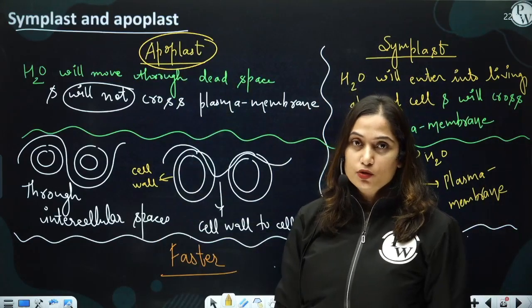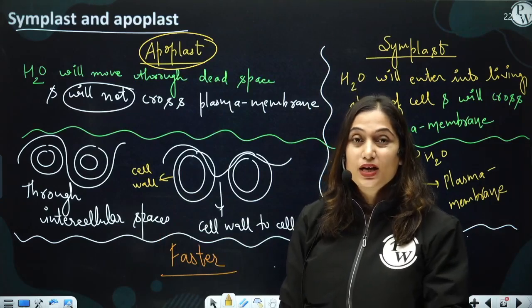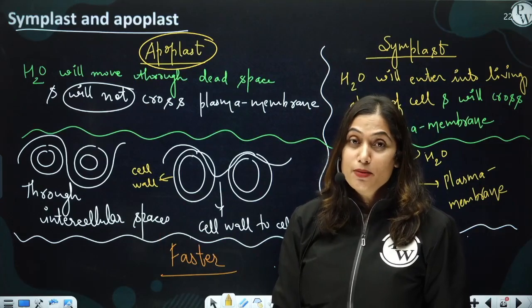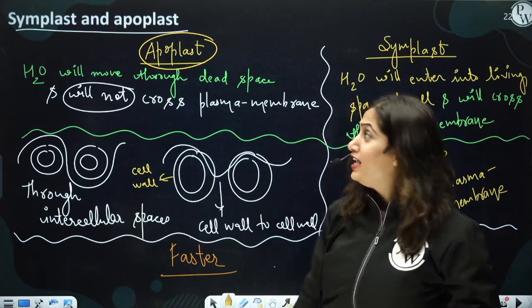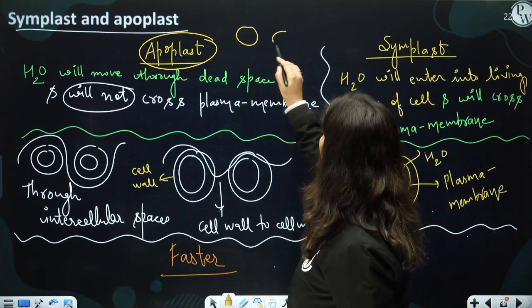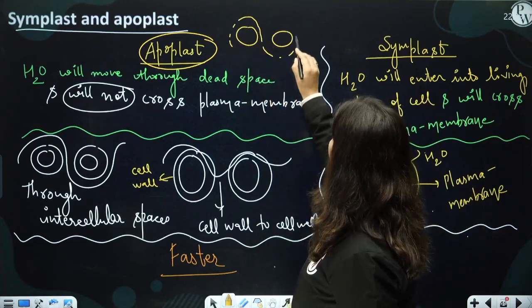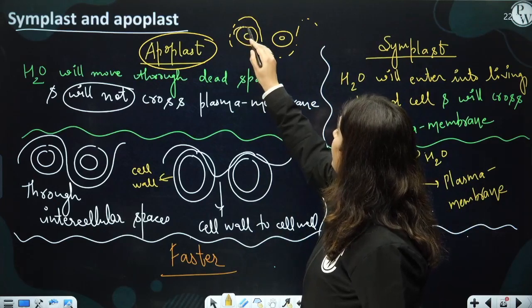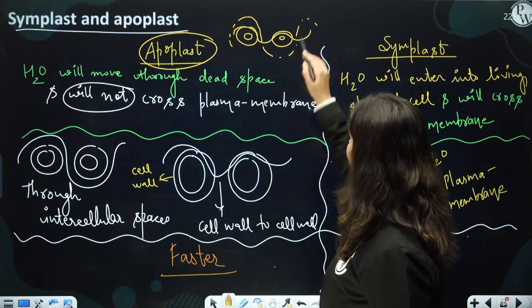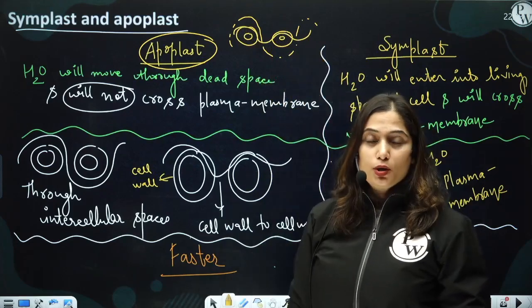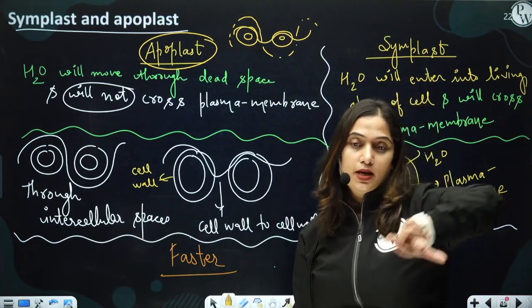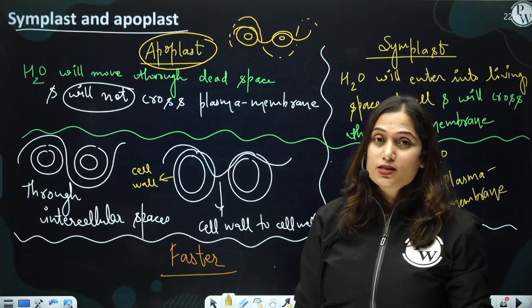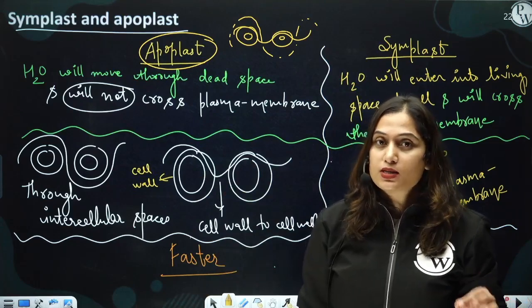During apoplastic movement, the water crosses only the dead space. The water does not cross the plasma membrane. That means water moves from intercellular spaces to intercellular spaces, or from cell wall to cell wall, because the cell wall is also dead. So movement of water from cell wall to cell wall or through intercellular spaces means it is moving through the apoplast, and the apoplast is the dead space. It is not crossing the plasma membrane.